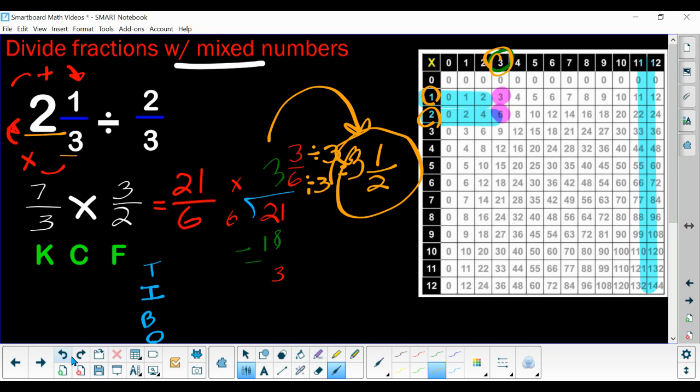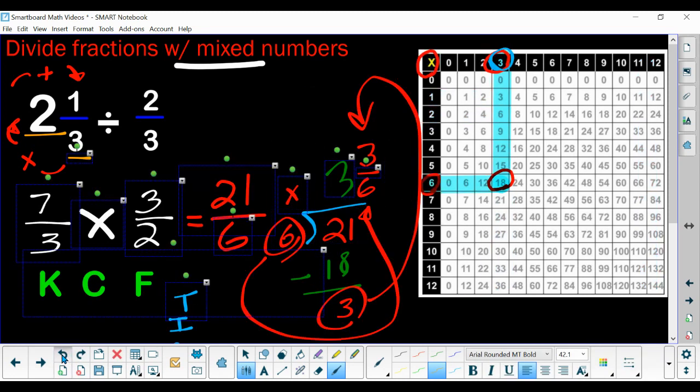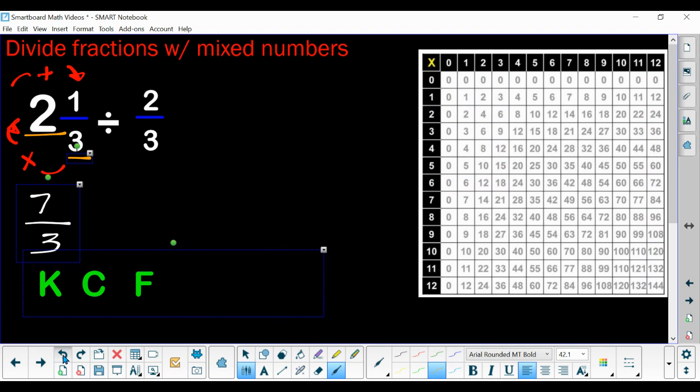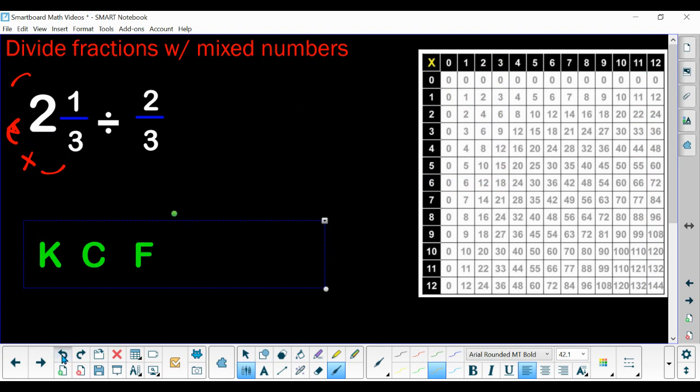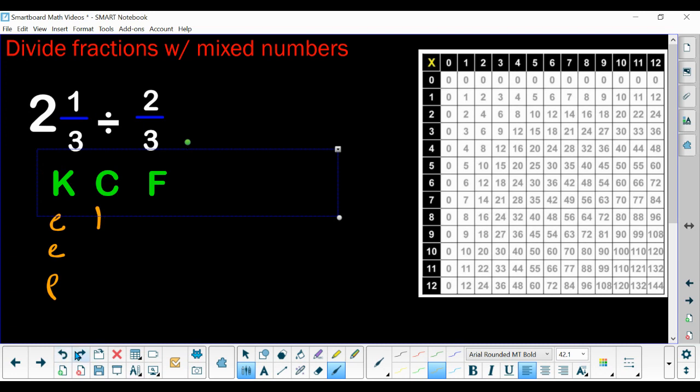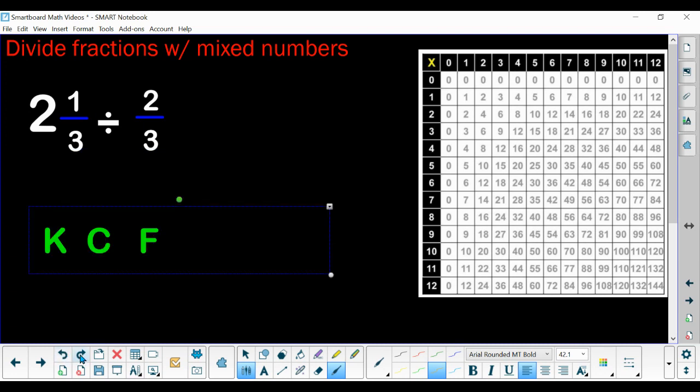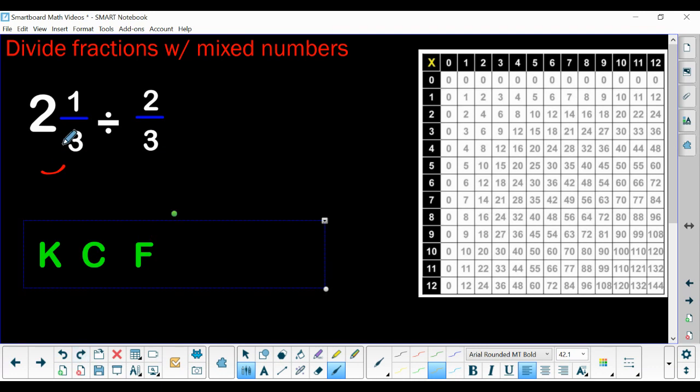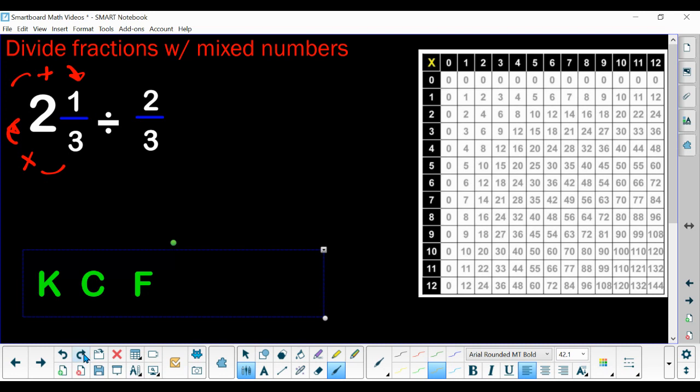All right. So let's go through all the steps again, but this time a little bit faster. Right, so keep it, change it, flip it. Or keep, change, flip. I'm sorry, I'm messing up. But first, let's turn this into an improper fraction. 2 times 3 is 6, plus 1 is 7. So I get my fraction now, 7/3. You must use proper or improper fractions when you're dividing. No mixed numbers.